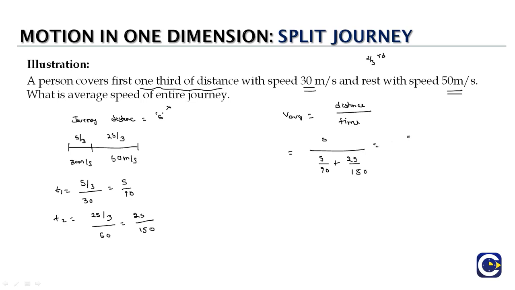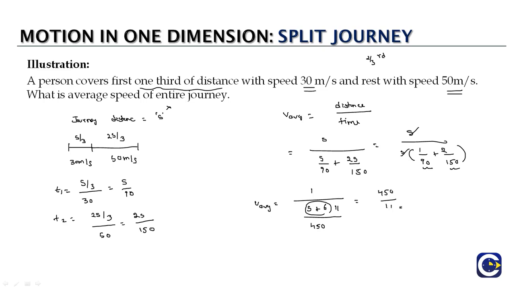2s by 150. What we can do is we can probably take an s common out in the denominator. So we have 1 by 90 plus 2 by 150. So s and s will be cancelled. So what we have is average speed is equal to, if we take an LCM in the denominator, the LCM for 90 and 150 will be 450. So what we'll be having is 5 plus 6 will come. So totally this 5 plus 6 is going to be 11, and the 450 will go to the numerator. So 450 by 11. The unit is going to be meter per second.